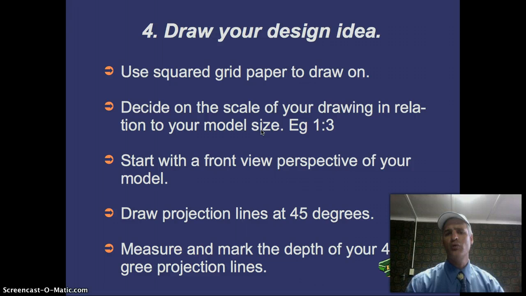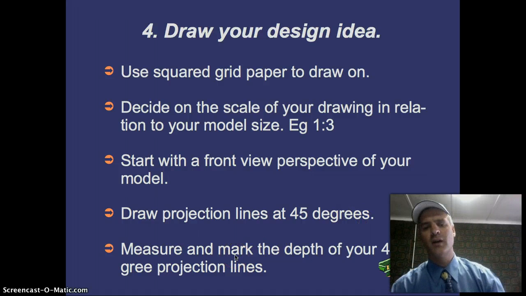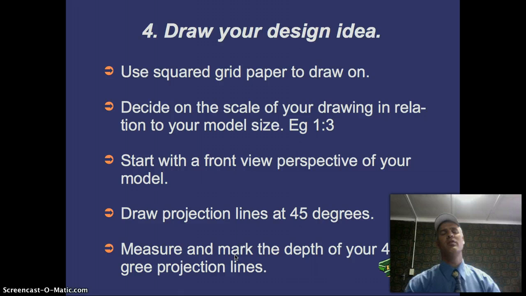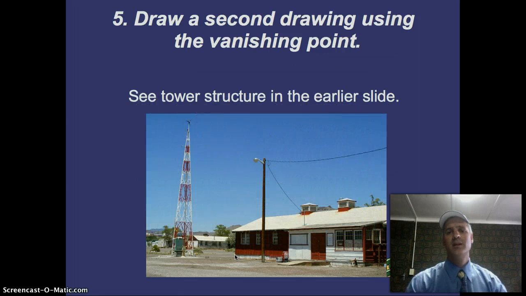And then from your front view perspective, you can also change your drawing from 2D to 3D quite easily using projection lines at 45 degrees. Measure and mark the depth of your 45-degree projection line so you know the depth of your 3D drawing. Then the second drawing is the one that I've spoken a little bit earlier about, the vanishing point.